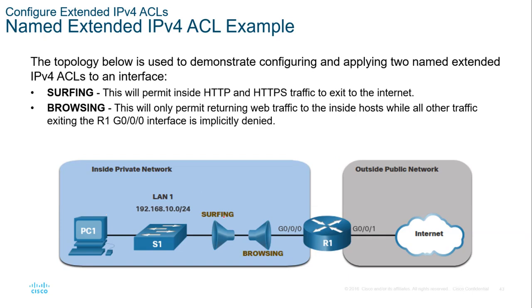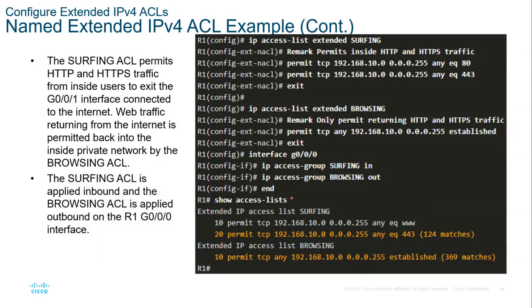When you look at the surfing, it allows the inside traffic to exit to the interface, and then the reply traffic, the browsing, permits the returning web traffic from the internet, which will be allowed. And so we will have two access control lists there.